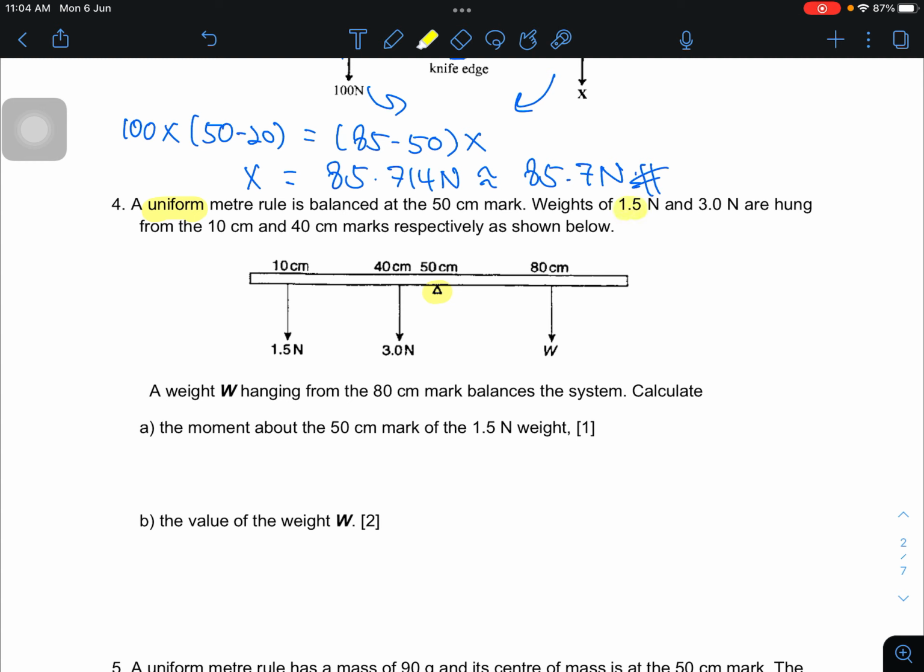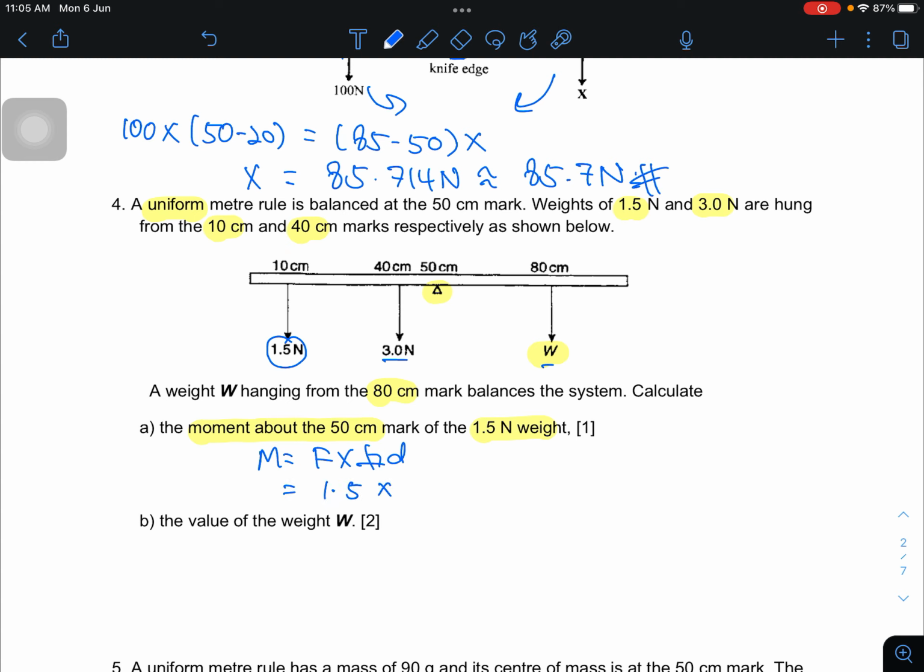Weights of 1.5 Newton and 3 Newton are hung from the 10 cm and 40 cm marks respectively. Another weight W hangs from the 80 cm mark. They want you to calculate the moment about the 50 cm mark due to the 1.5 first. I'm not going to care about the 3.0 or the W yet, just the 1.5. So how to find moment? Always the same. Moment equals force times perpendicular distance.